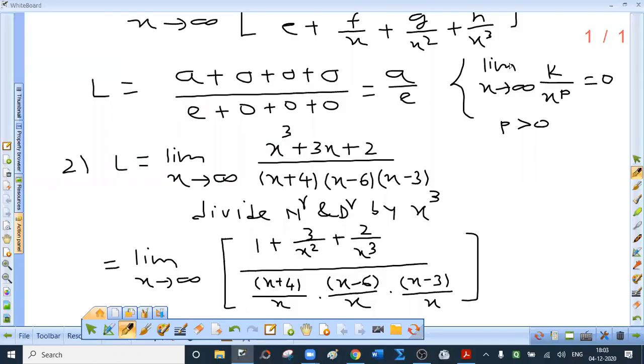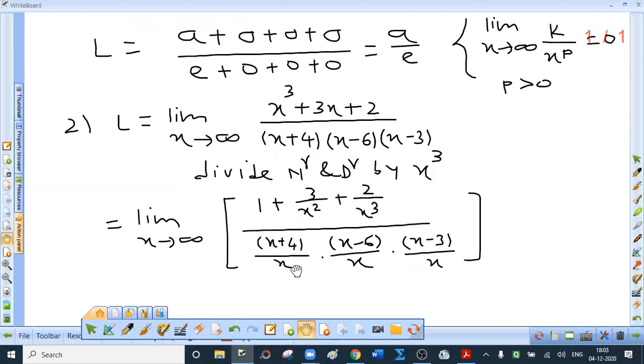Second sum, let L be the limit, x tends to infinity, x cube plus 3x plus 2 upon x plus 4 into x minus 6 into x minus 3. Divide numerator and denominator by x cube. So this is 1 plus 3 upon x square plus 2 upon x cube. Now in the denominator, I give x to each of these three terms. So what will be the next step? What is x plus 4 upon x? Split the numerator. So it is, within brackets, 1 plus 4 upon x. Here 1 minus 6 upon x, and here 1 minus 3 upon x. Right.